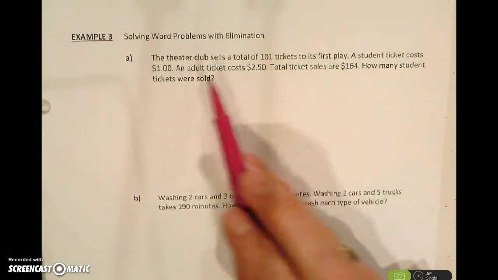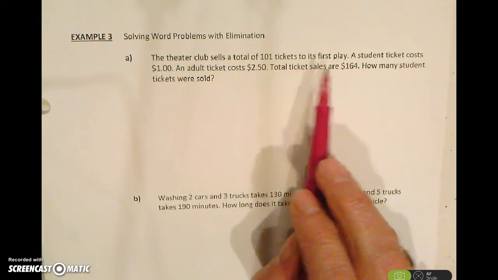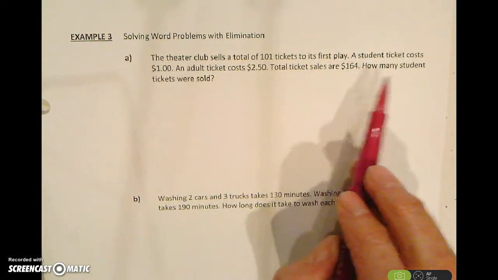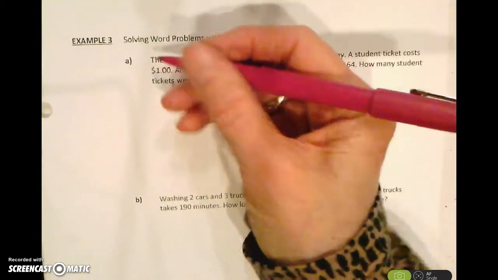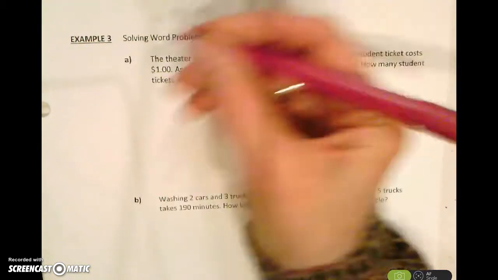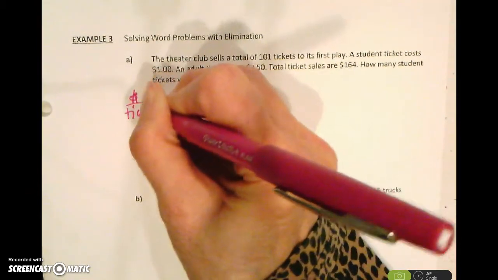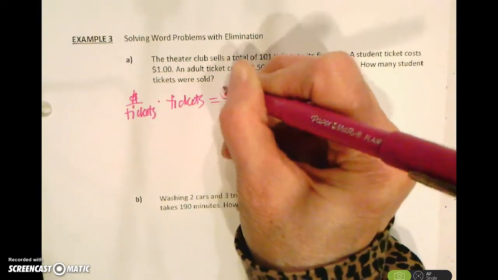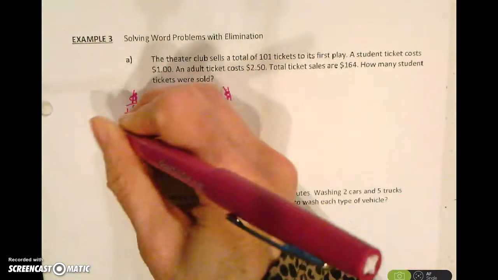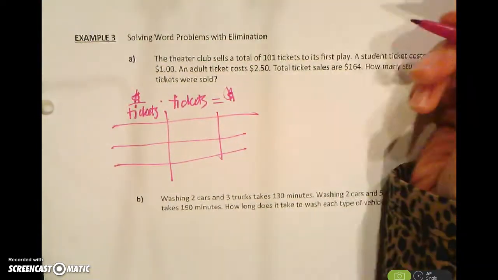A theater club sells a total of 101 tickets to its first play. A student ticket costs $1, an adult ticket costs $2.50. Total ticket sales are $164. How many student tickets were sold? So we always have those several unknowns, but we can set this up where it's dollars per tickets times tickets equals dollars, and set up problems as we did in the last unit.